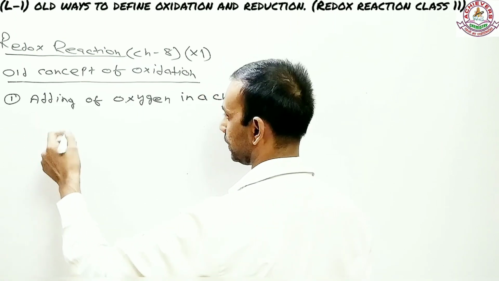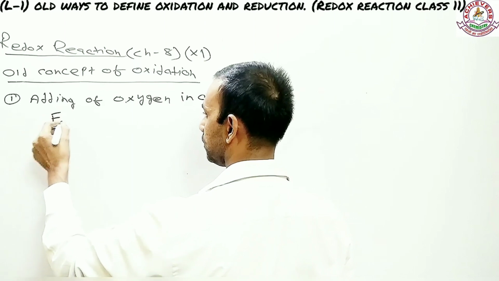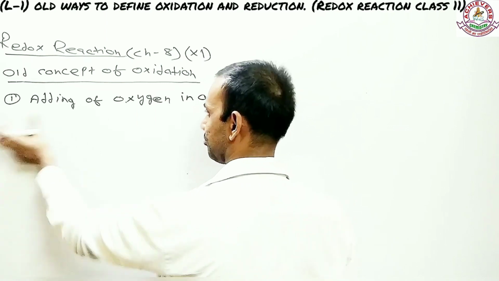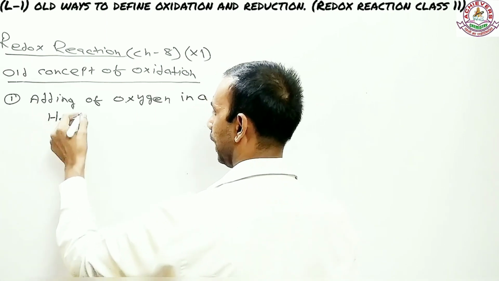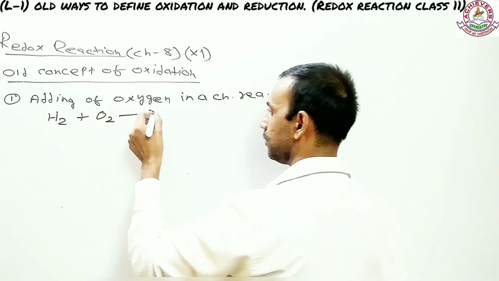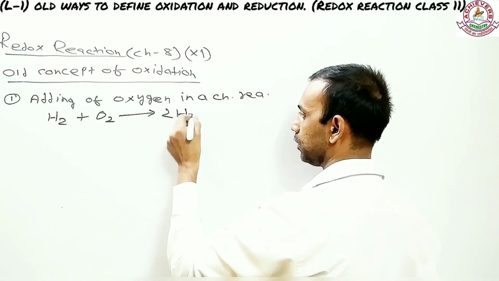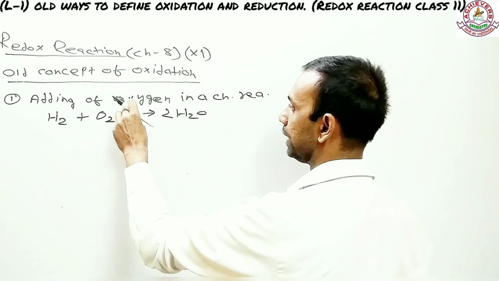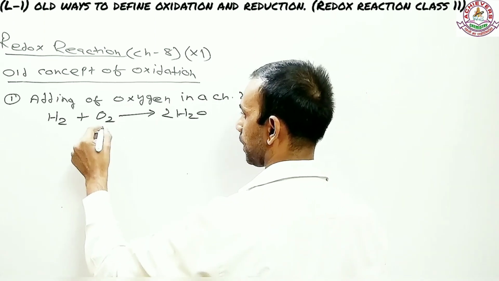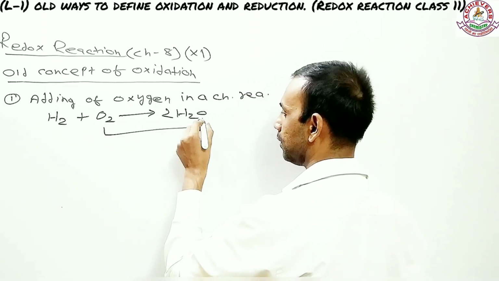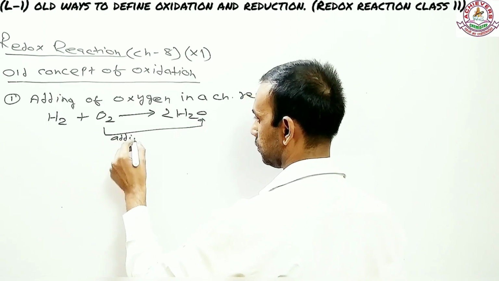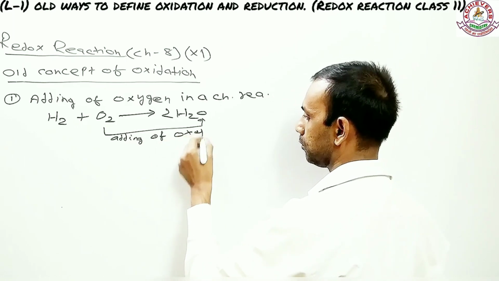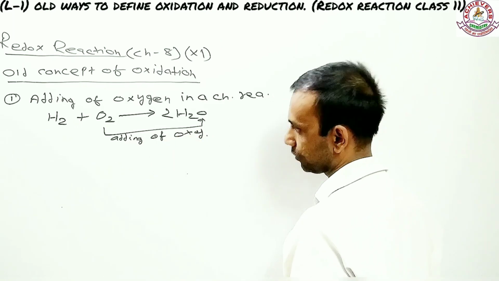Any reaction you can consider, like iron, like aluminium. Or take a very common example: hydrogen when it reacts with oxygen forms two molecules of water. So what we see is that oxygen is being added to the hydrogen. I'm concerned about the addition of oxygen, right? So it involves addition of oxygen. This is what an oxidation reaction is.